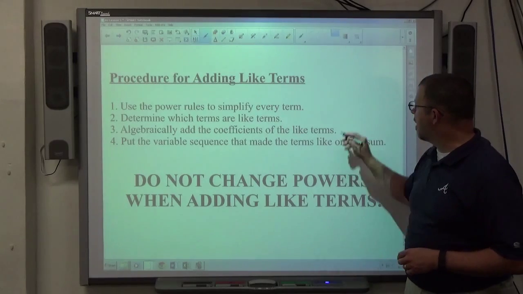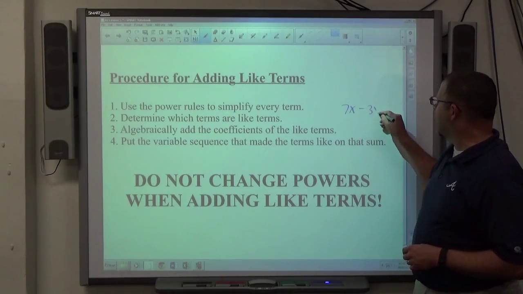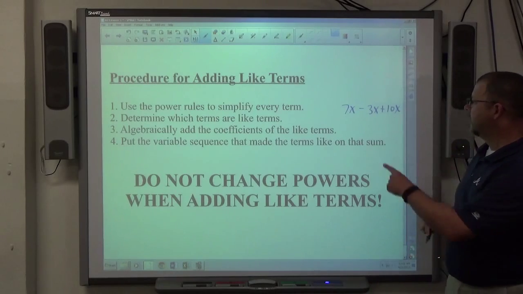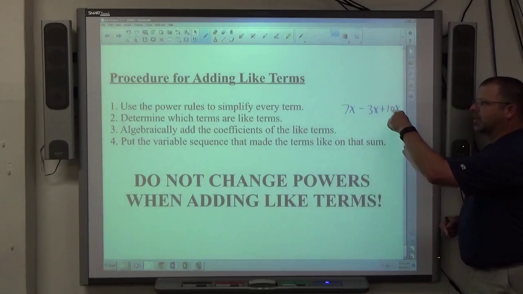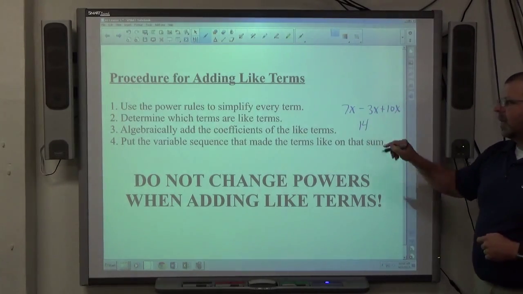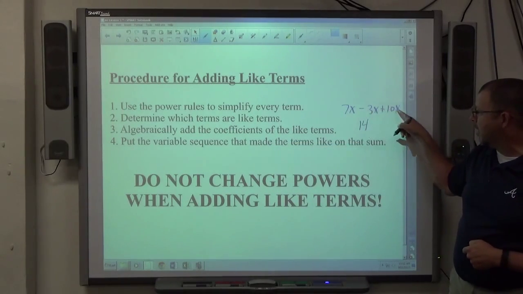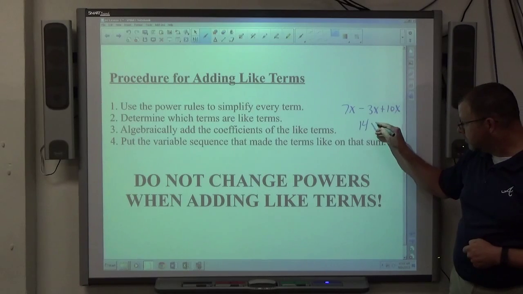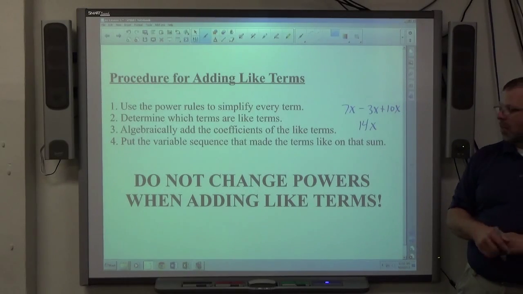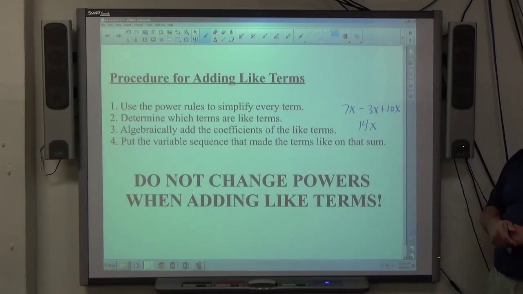For example, if I have 7x minus 3x plus 10x, 7 minus 3 is 4 plus 10 is 14. Put the variable sequence that made the like terms like on that sum. X is the sequence, right? X. Do not change the powers when adding like terms.